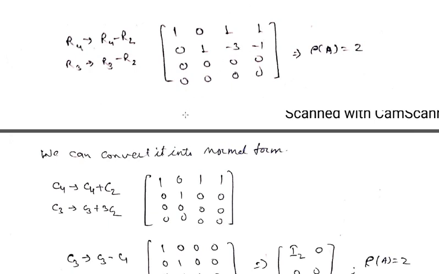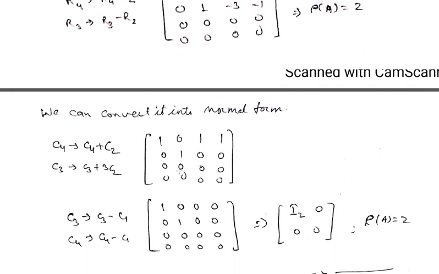Now to convert these elements into 0, we will use column transformations. So we use C4 replaced with C4 plus C2, and C3 replaced with C3 plus 3C2. We get this form. Still there are two elements which are non-zero. To convert them into 0, we use C3 replaced with C3 minus C1 and C4 replaced with C4 minus C1. Hence we get 1 0 0 0, 0 1 0 0, and the last two rows completely 0, or it can be written as I2 0 0. Here the number of non-zero rows is again 2, and I2 is the identity matrix of order 2 by 2, so the rank of this matrix will be 2.